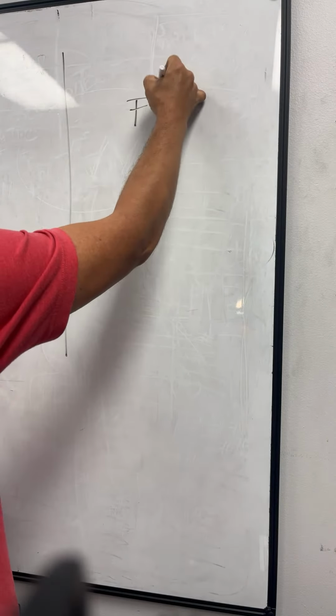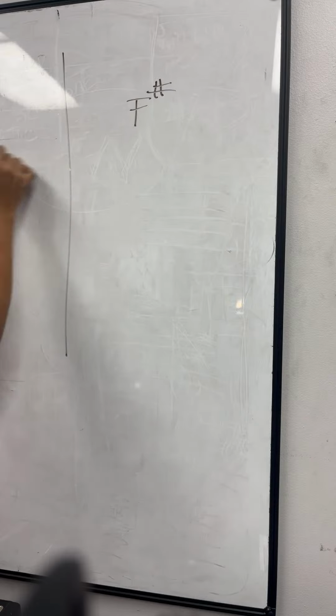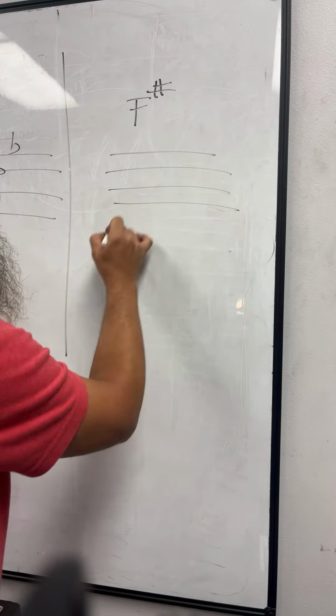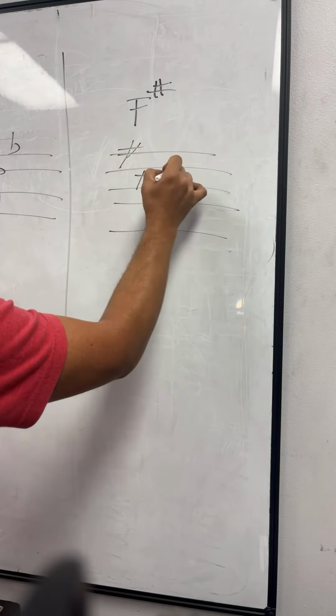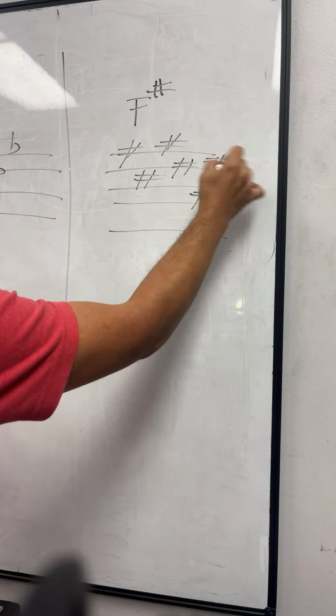Cool. F sharp, B flat. B flat has two flats. We have B flat and E flat, and F sharp has 6 sharps: F sharp, C sharp, G sharp, D sharp, A sharp, and E sharp.